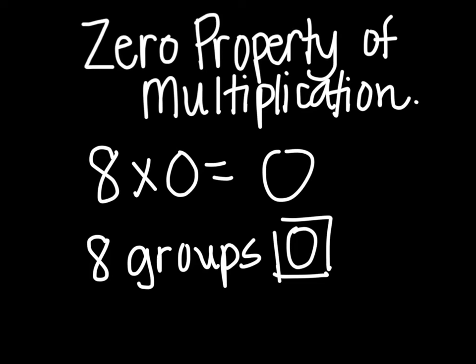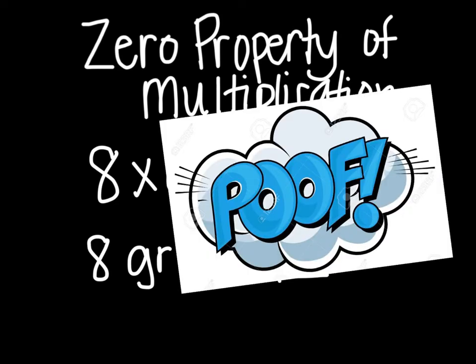So all the zero property says is if you're multiplying by 0, you're going to have nothing. Your number is going to disappear, and it's always going to be 0. I like to think of it like a disappearing act. When you multiply by 0, you poof, and it turns into 0. So just remember, anything you multiply by 0 is always going to be 0.